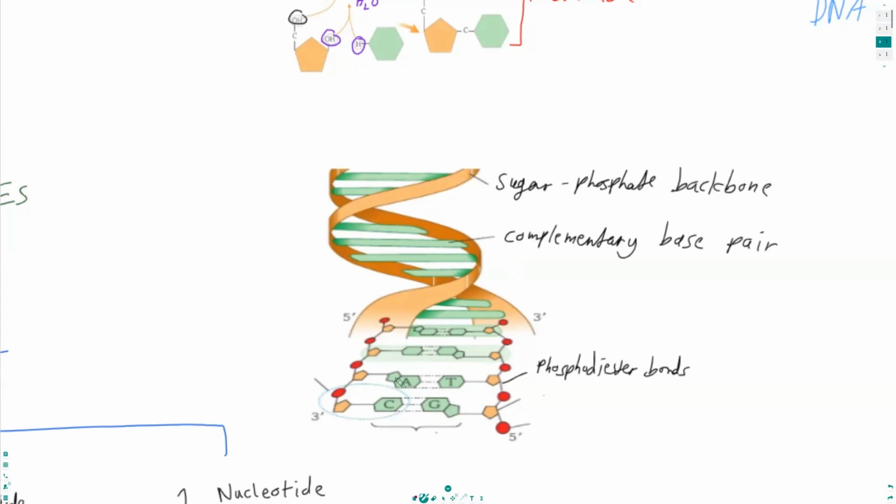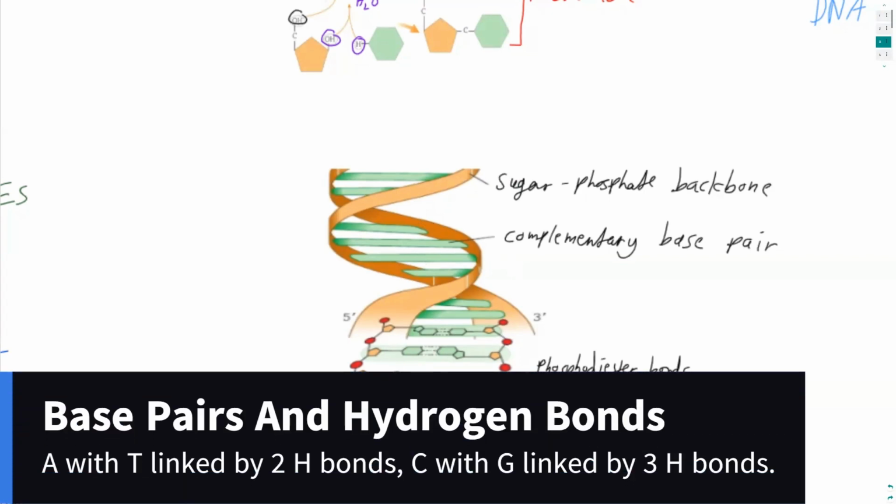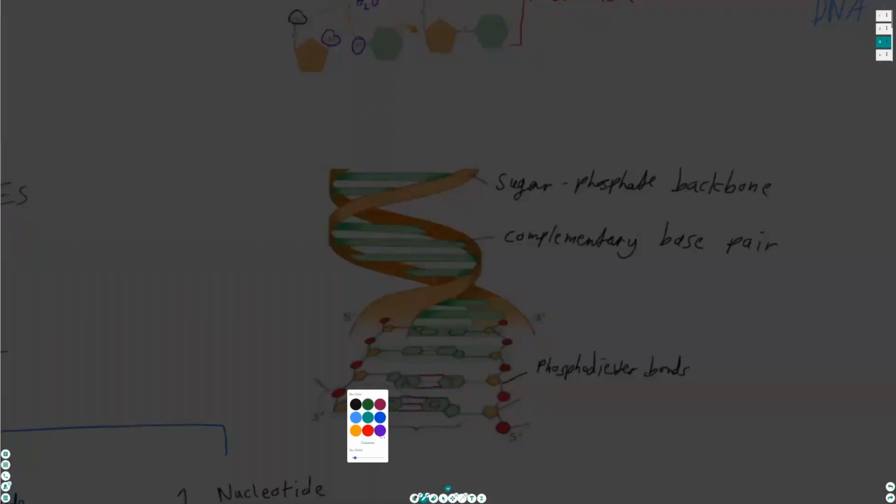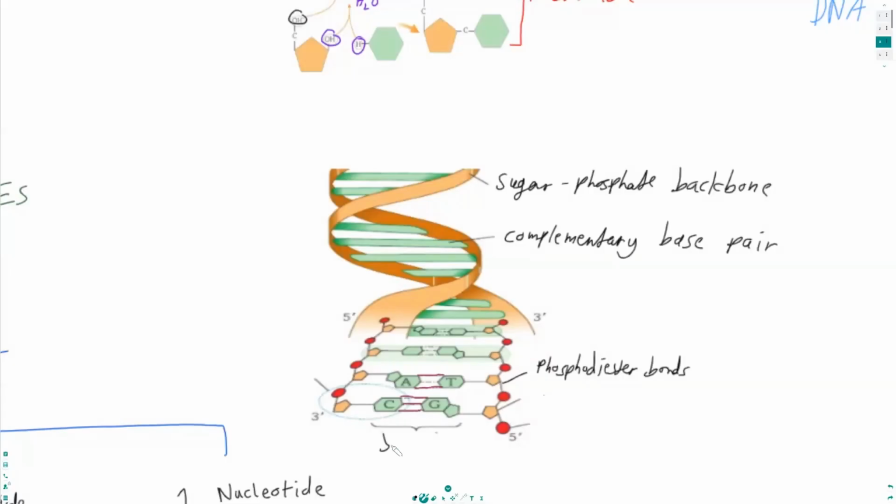Now, I mentioned this diagram's wrong: A pairs with T using two hydrogen bonds, like this. C pairs with G using three hydrogen bonds. And this is the base pair.